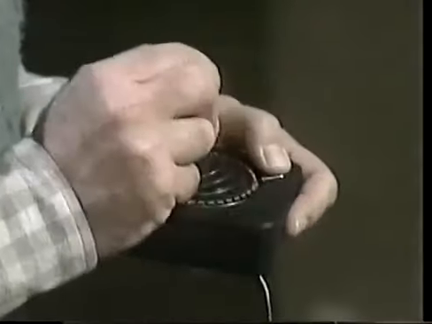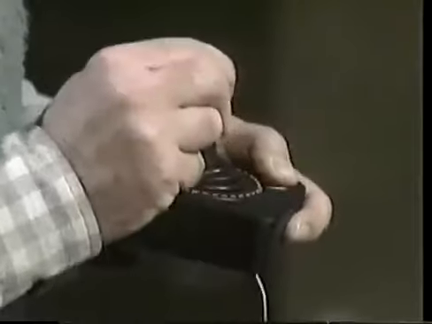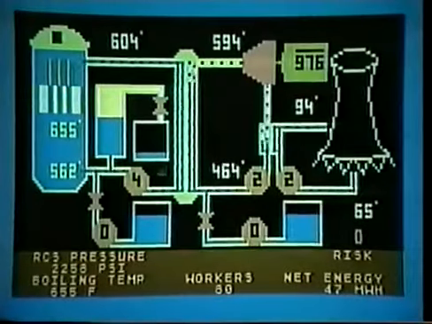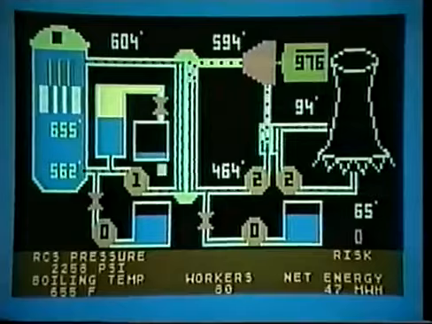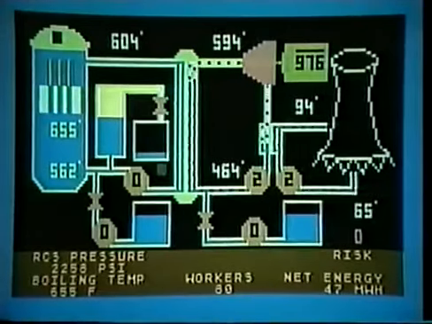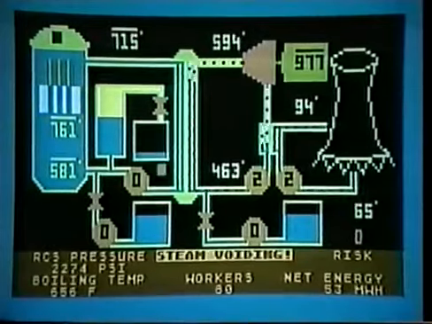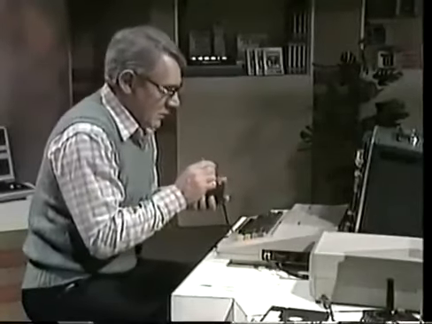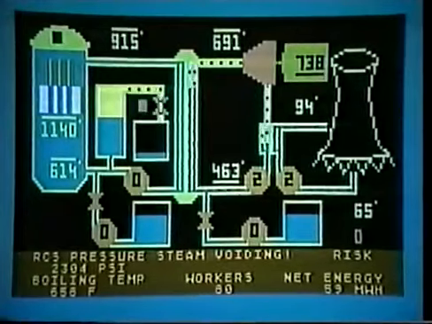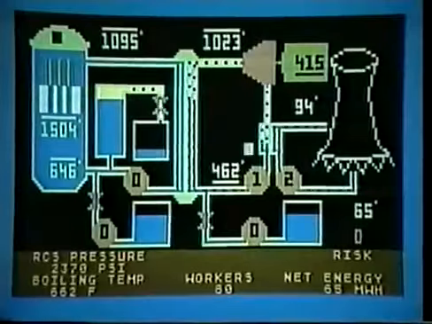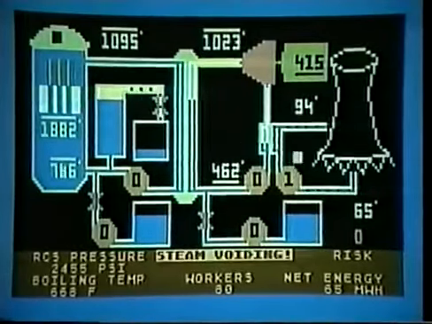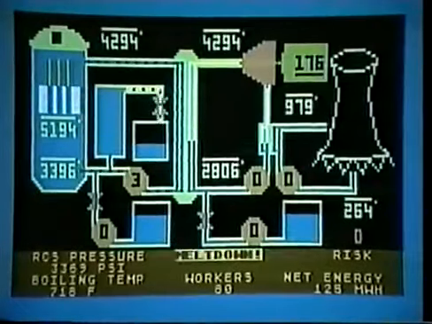By holding the orange button down and moving the joystick up or down, you can open or close the valves and pumps. This is a very good simulation, but it's also very complicated. Man, we have trouble already. Okay. Oh, no! I goofed.